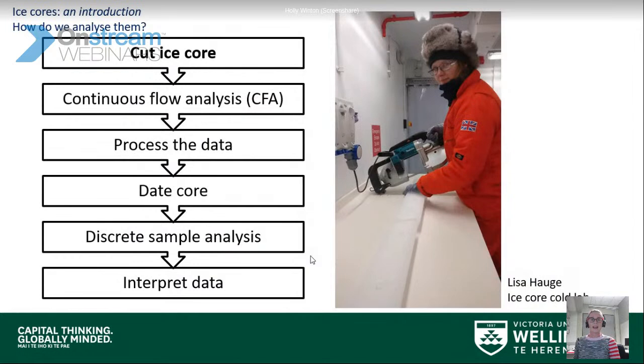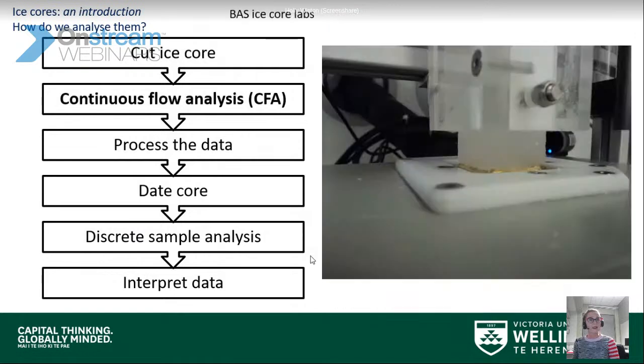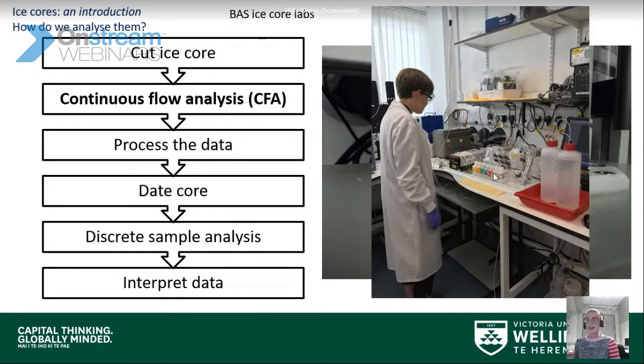And then how do we analyze them? Once we have our ice core returned from Antarctica into the lab, we cut it into various sections. We use continuous flow analysis. This is where you have a stick of ice and you actually melt it on a heated melt head. All of that melt water goes through various channels, pops out in our warm lab where we send it to various instruments to measure the chemistry in the ice.